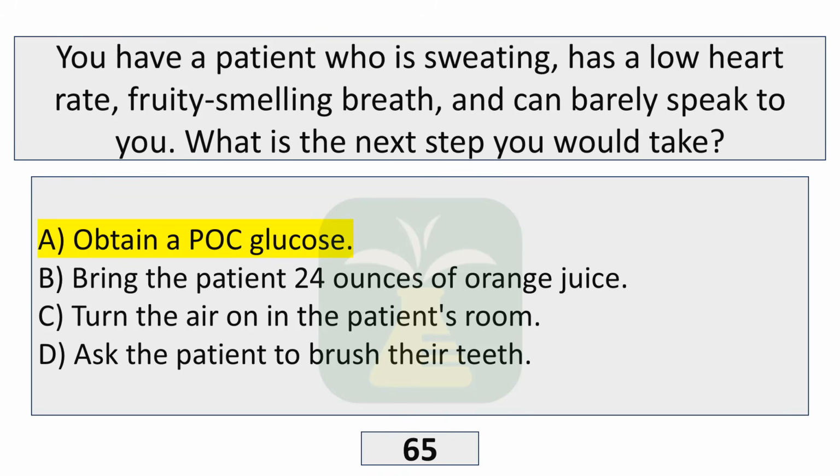Correct answer, A. Obtain a POC glucose. Sweating, low heart rate, fruity breath, and cognitive changes can indicate glucose changes. The first step is to obtain a POC glucose so that you can report the glucose reading to the nurse in charge.